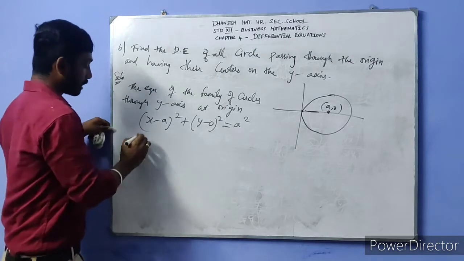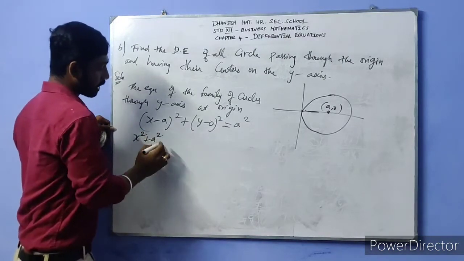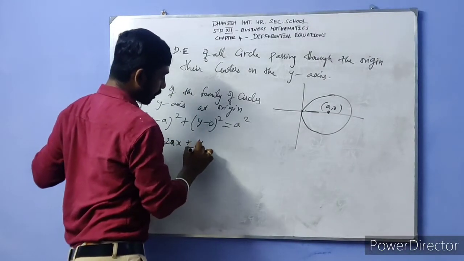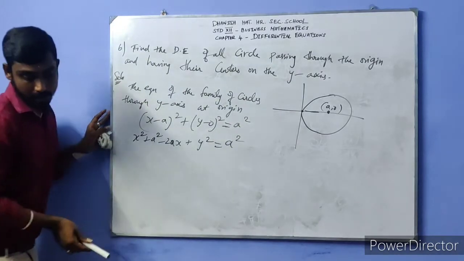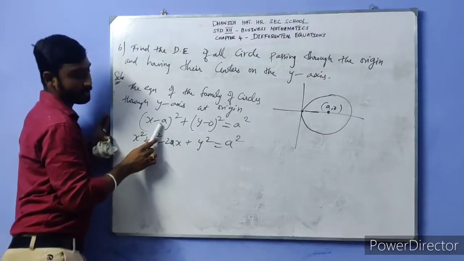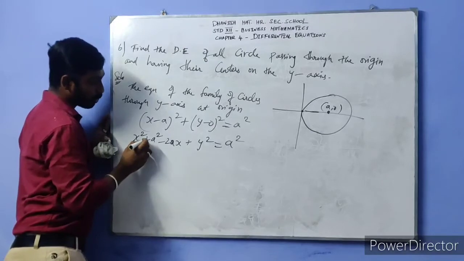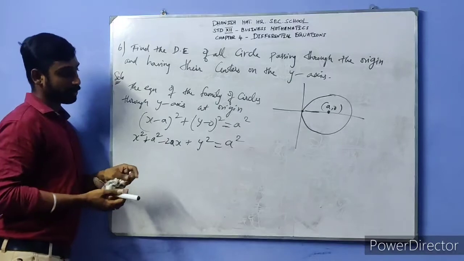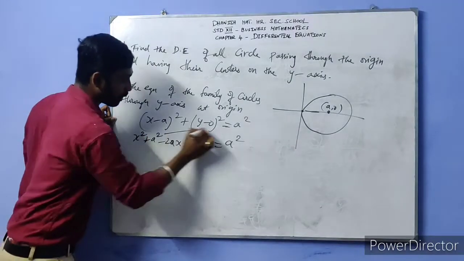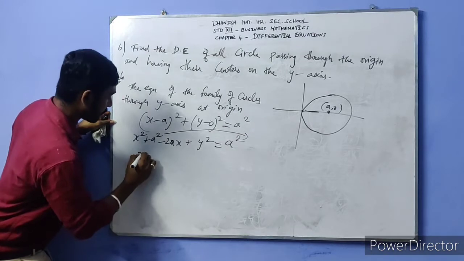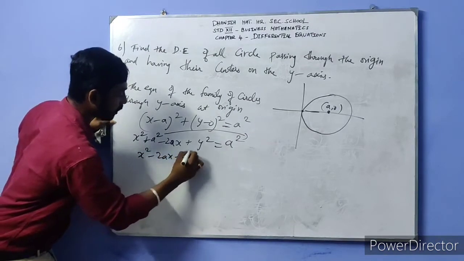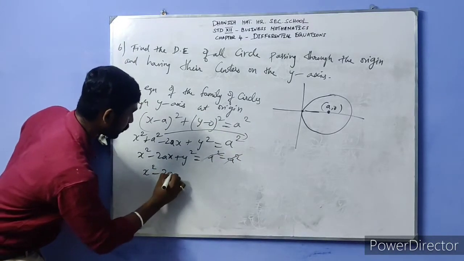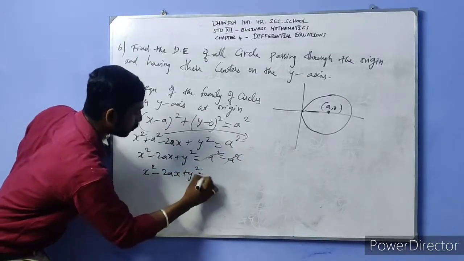Now we are going to expand this one, that is x square plus a square minus 2ax plus y square equal to a square. The a square on both sides cancels, so x square minus 2ax plus y square equal to 0.